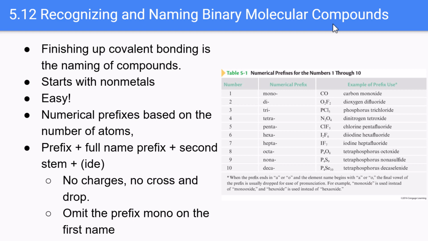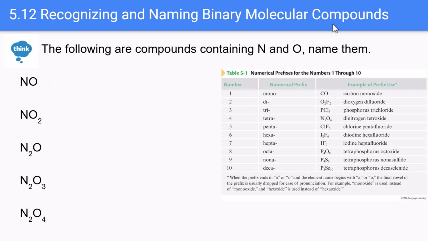So if we're dealing with something that is, I refer to this as type 3, or something that is covalently bonded, we only focus on the prefixes. We do not reduce any of these as we work through them. So we have the following compounds. They're containing nitrogen and oxygen. Let's go through and name them.